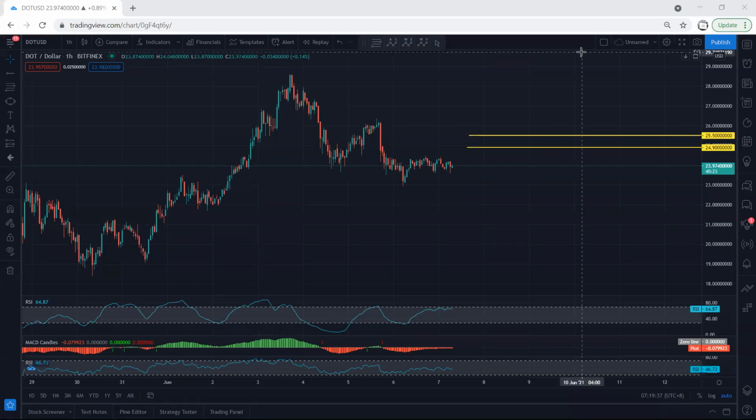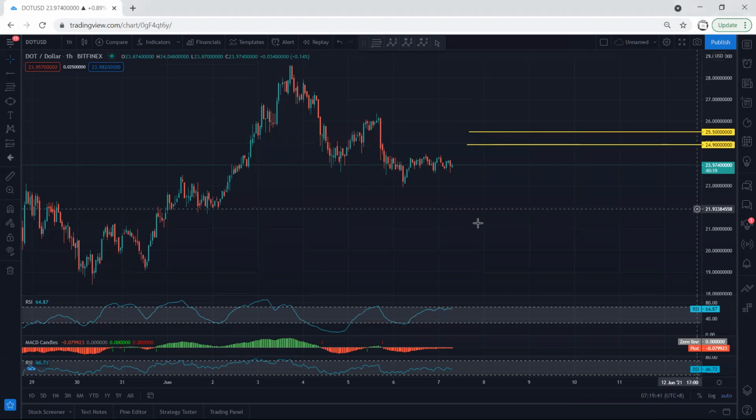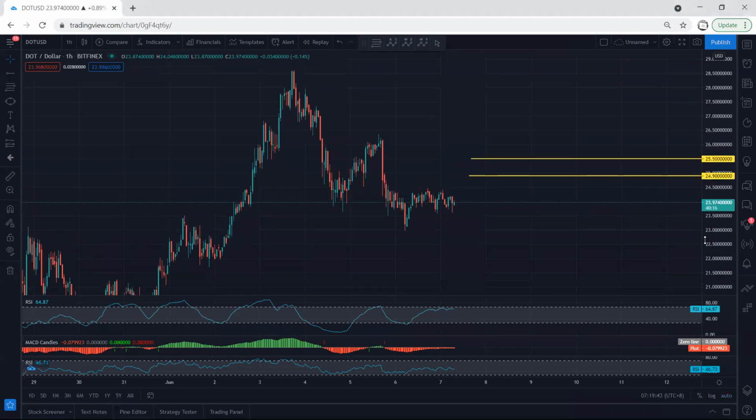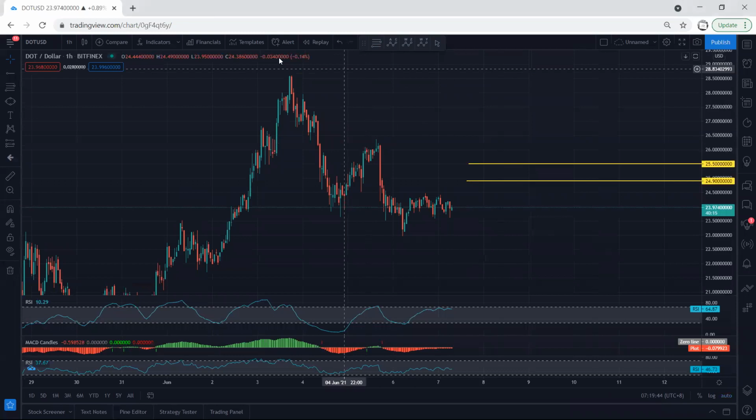We start with the 1 hour chart. We want to see how we can look for a trade. Right now we're looking at this correction, and we want to see whether we can look for a buy or not. We're looking at this correction relative to this.